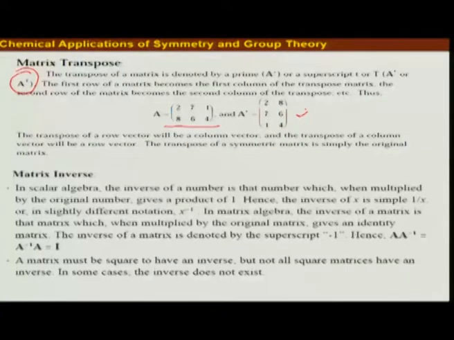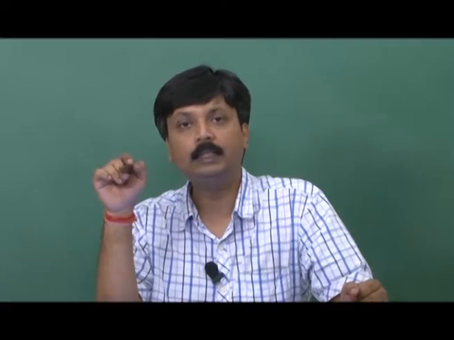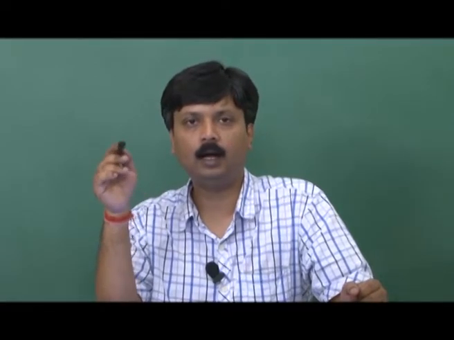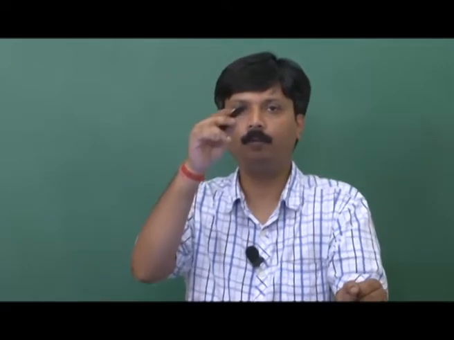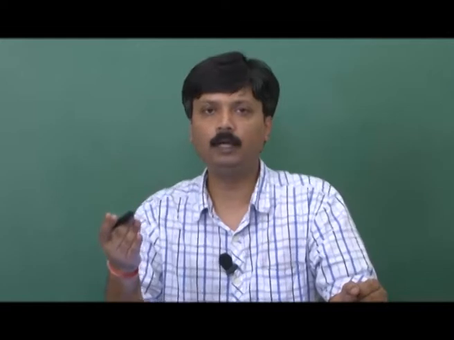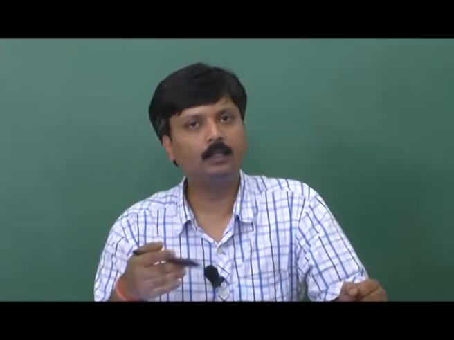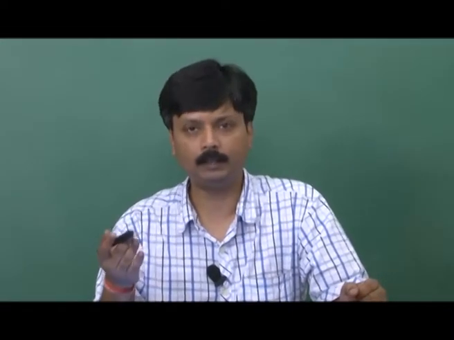Okay. So the transpose of a row vector will be a column vector, obviously, and the transpose of a column vector will be a row vector, has to be. The transpose of a symmetric matrix is simply the original matrix. In a symmetric matrix, we found that Rij equals Rji, if Rij and Rji are elements of the matrix. So in that case, if you just make the transpose, you are not going to get something new. For a symmetric matrix, the transpose will return the same matrix.